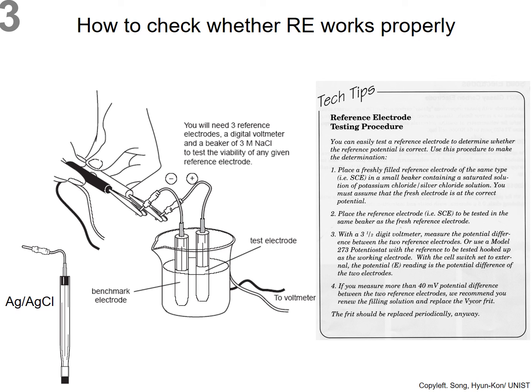Here is an alternative method to check whether the reference electrode works properly. This is your test electrode, and the other is the benchmark electrode. Please measure the potential difference between those two electrodes by using the voltmeter. Again, if the difference is larger than 40 millivolt, then you should fix your reference electrode or change the reference electrode.